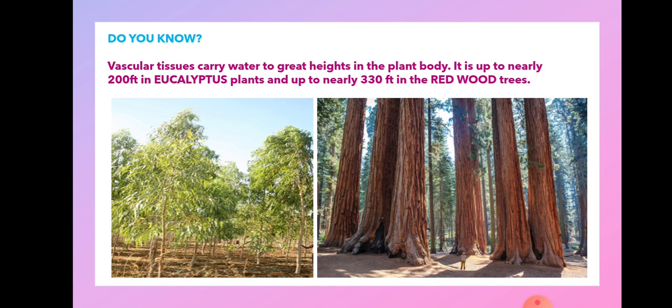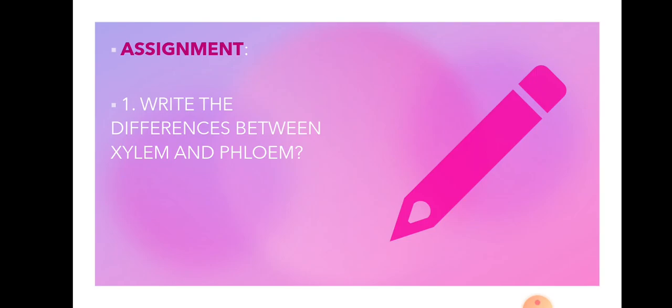So we have seen in this lesson that plants have different types of tissues which are arranged in a specific manner to carry out different functions in the plant body. This is about vascular tissue. Coming to the assignment, write the differences between xylem and phloem.